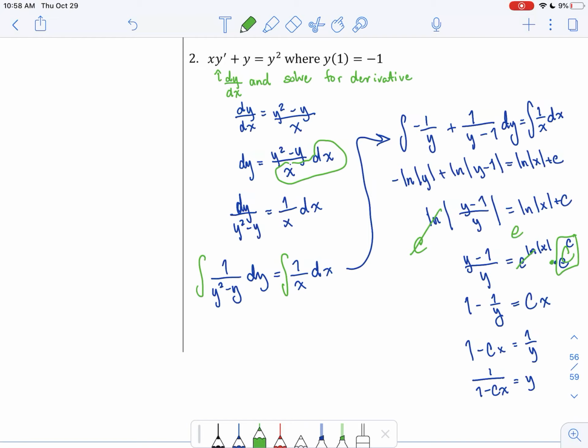And if I want to solve for c, I'm going to use that initial condition, which says that 1 over 1 minus c times 1 for our x value is equal to -1, which tells us 1 is equal to c minus 1. So c is equal to 2. So for my final answer, I'm just going to take that c value and replace it with a 2, and y is equal to 1 over 1 minus 2x.